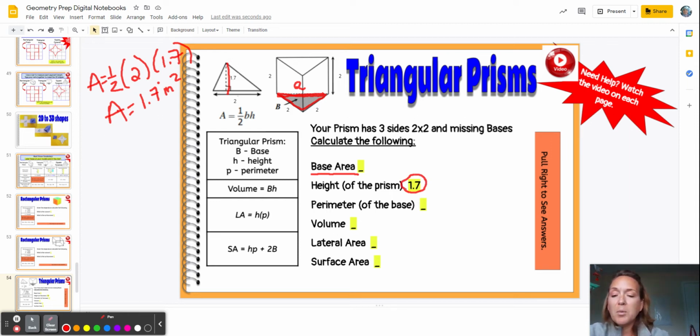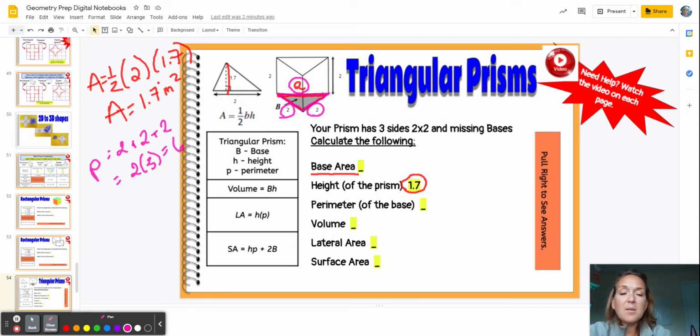Then we've got to find perimeter. So I'm going to go to pink. The perimeter of that base is the distance all the way around. So that's the 2 plus the 2 plus the 2. Perimeter is going to be 2 plus 2 plus 2, or 2 times 3 because it's 3 times. So perimeter is going to be 6, and I'm going to put it right there.